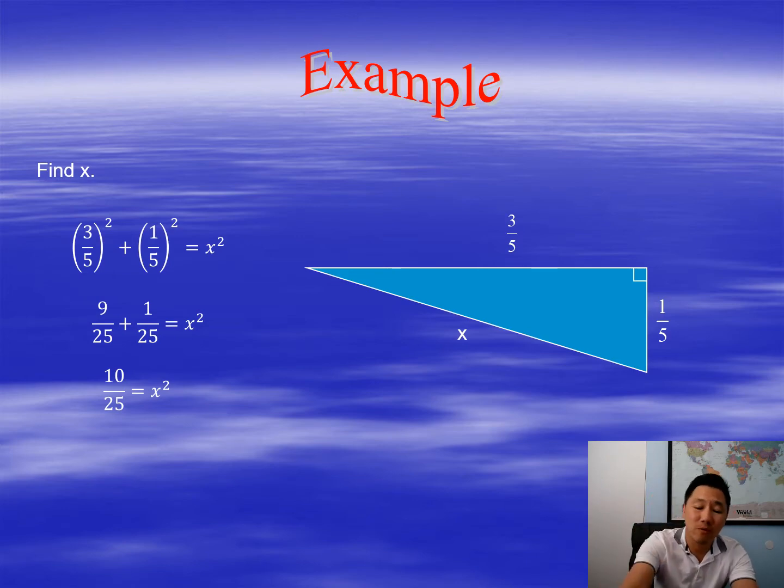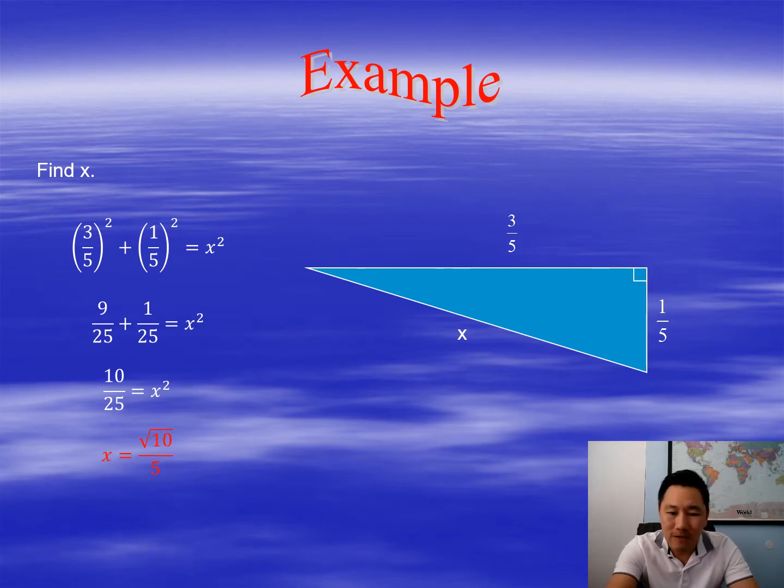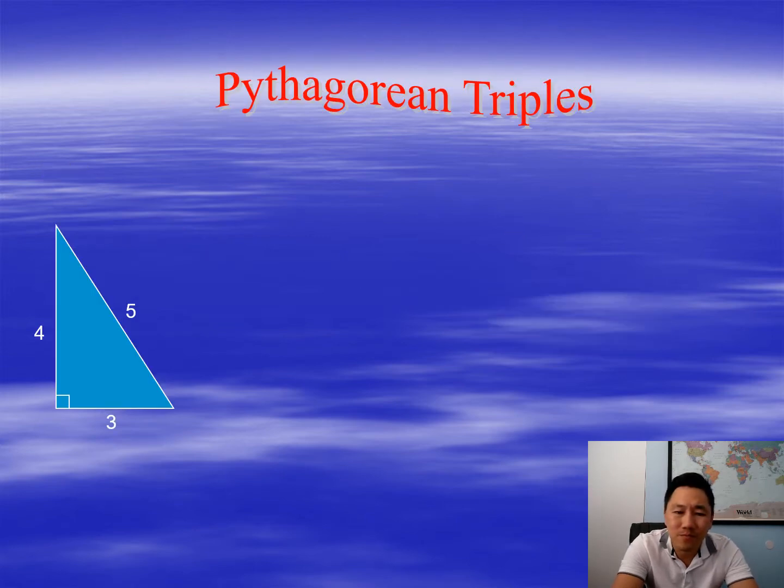Remember, when you square root both sides, the answer is supposed to be plus and minus, but since we're dealing with lengths, we're only going to do the plus part. So the final answer is the square root of 10 over 5. You cannot square root the 10, but you can square root the 25, and that turns into a 5. All right, so that was a quick review of the Pythagorean theorem.